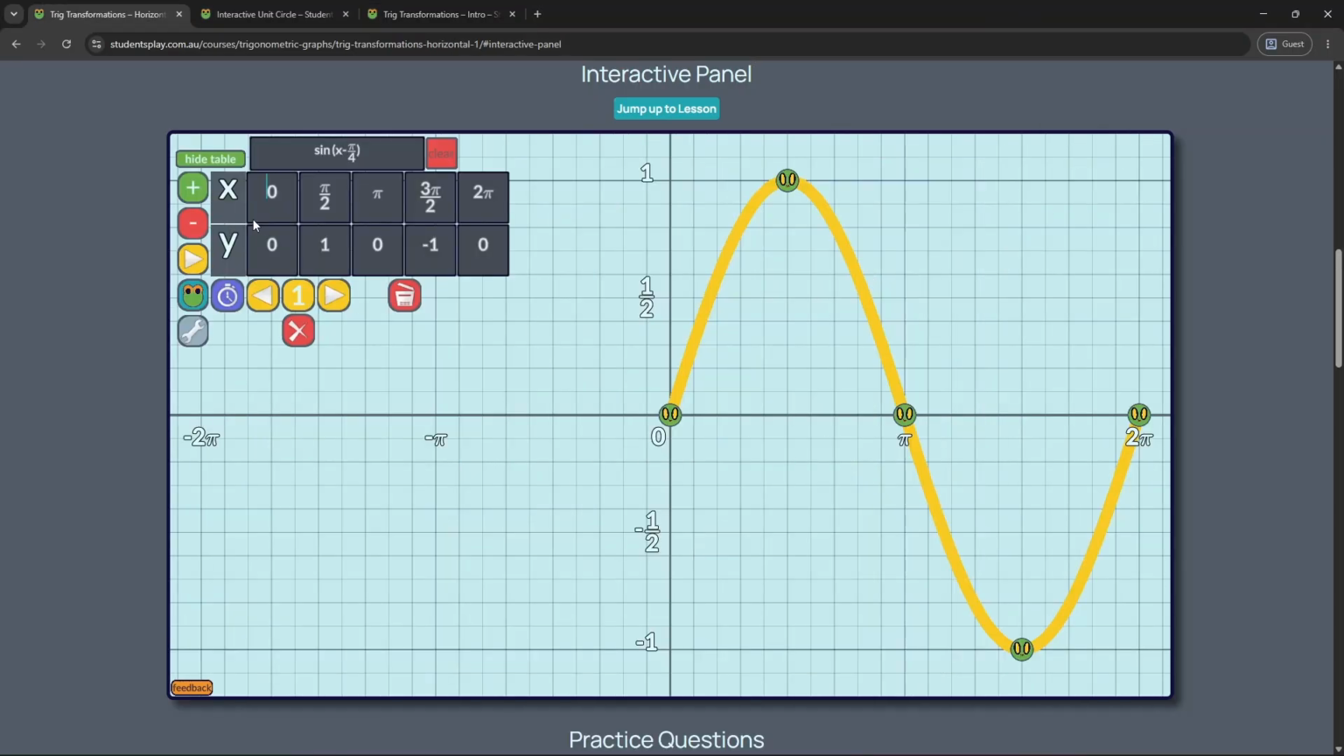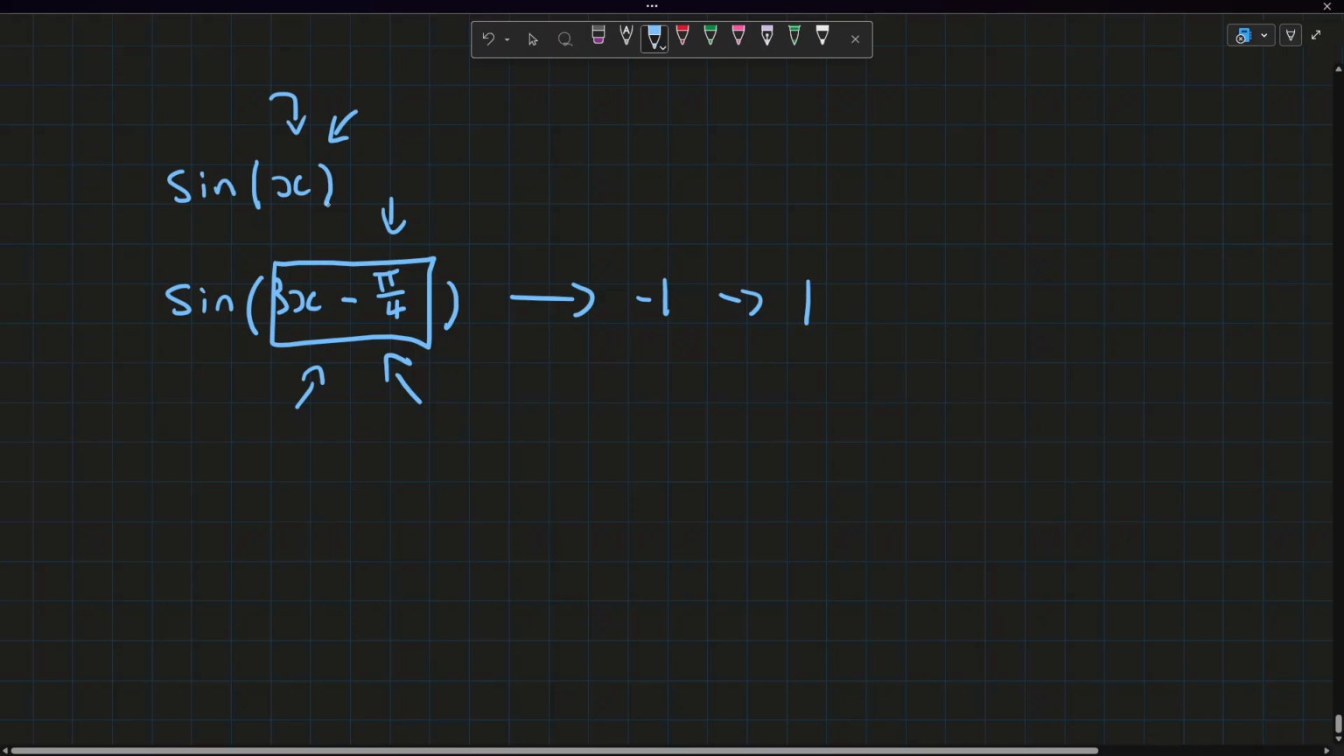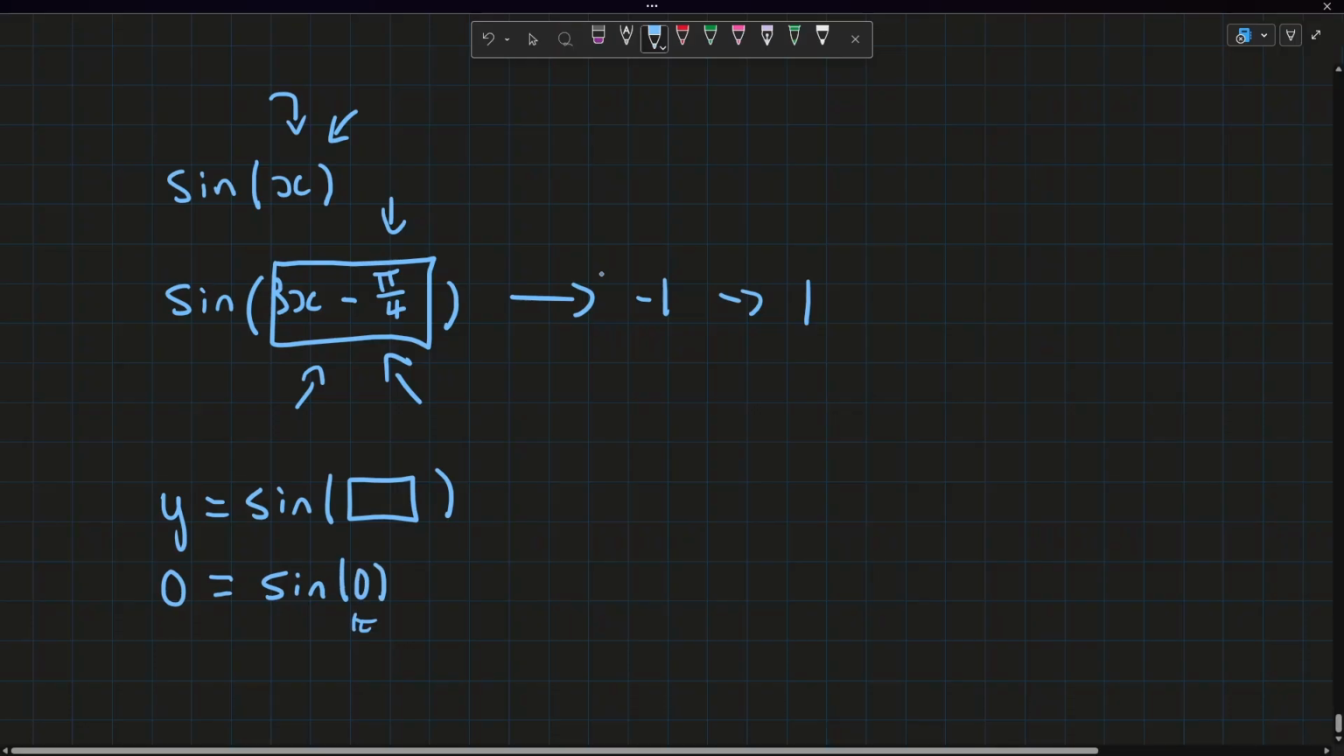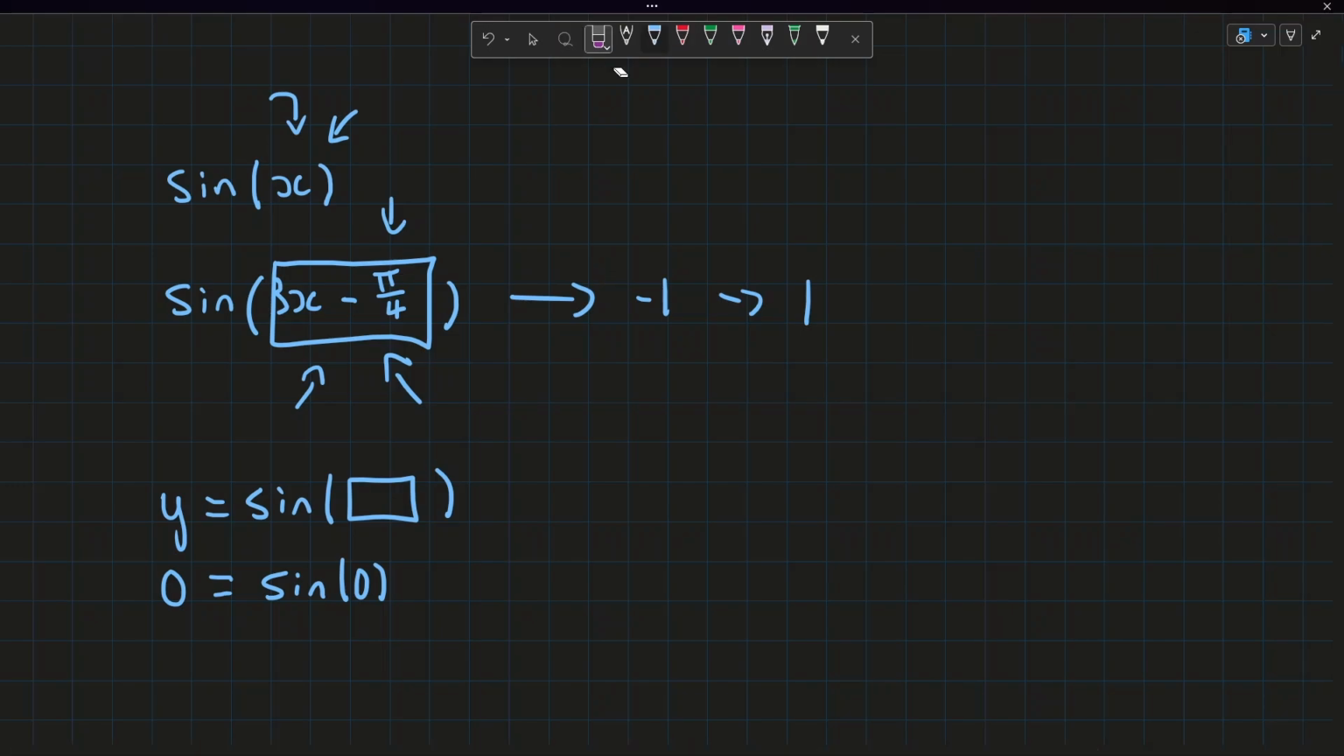So going back to our graph here, to get an output of 0, we need the input to sine to be 0. So what I mean is, if we have y equals sine of something, just put a blank box there. To get an output of 0, we need to have sine of 0, okay? Obviously we could also have sine pi, but if we're just talking about that first point, we can think about that comes from sine of 0. So whatever's in this box here needs to equal 0.